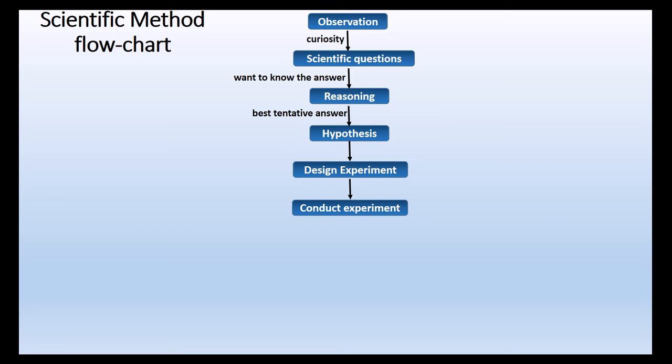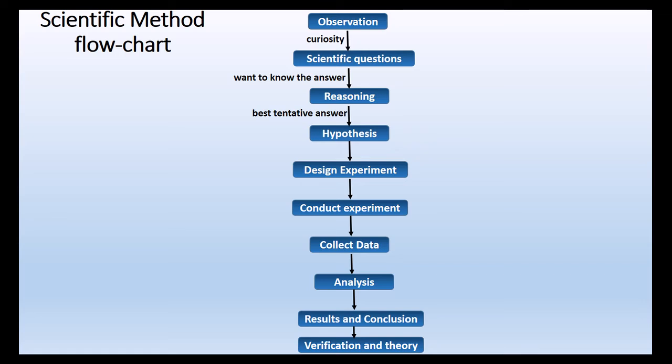We can conduct the experiment. We can collect data, which is again observation of the experimental situation, and then we can analyze that collected data, and then we can conclude, look at the results and conclude, and then verify the results by repeating the experiment and formulate a theory. So this is a general flow of any scientific method.